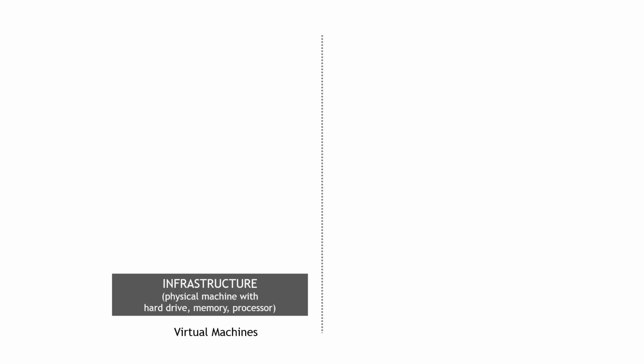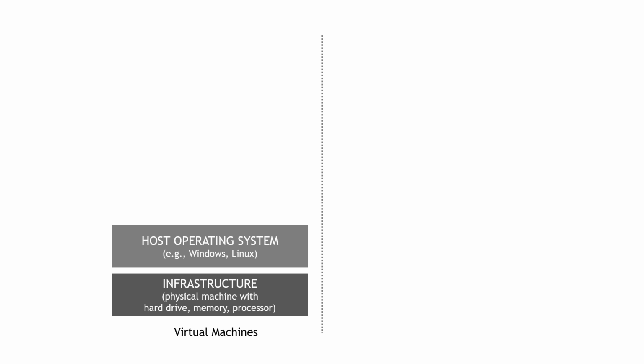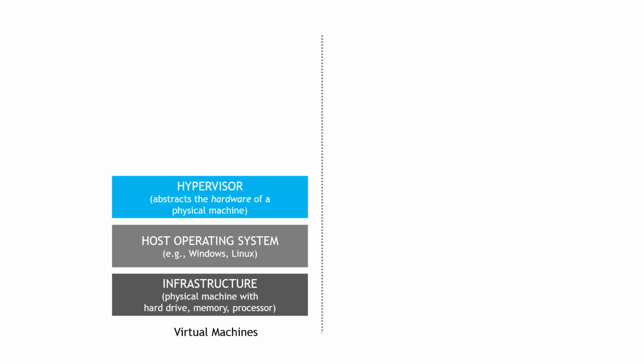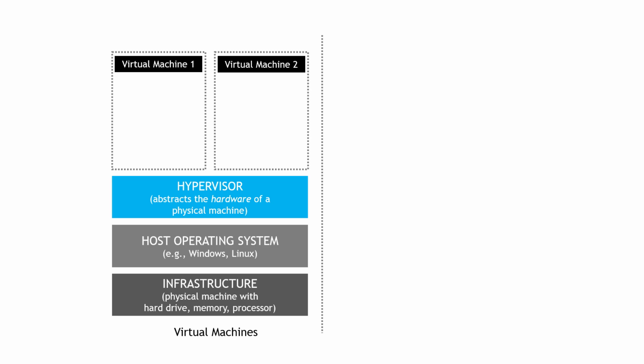So with virtual machines, you start with infrastructure. This is a physical machine that has a hard drive and memory and a processor. On top of that machine, you install an operating system, like Windows or Linux. Then on top of that, you have what's called a hypervisor, something like VMware or Hyper-V. Those are examples of hypervisors. They basically abstract away the hardware from the physical machine, which lets you create multiple virtual machines on top of one physical one. Then on top of that, we have the virtual machines.